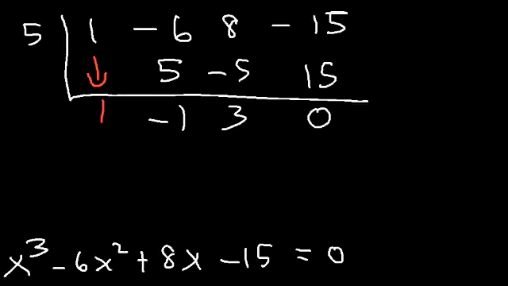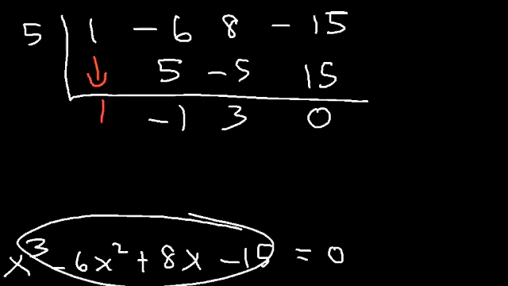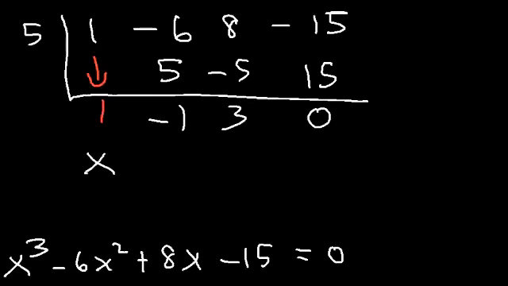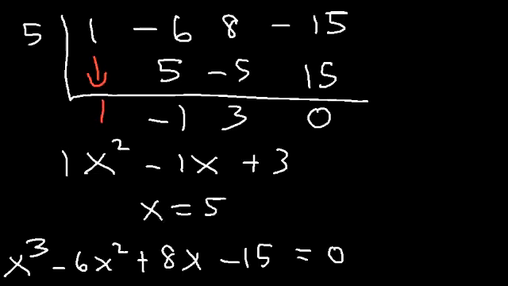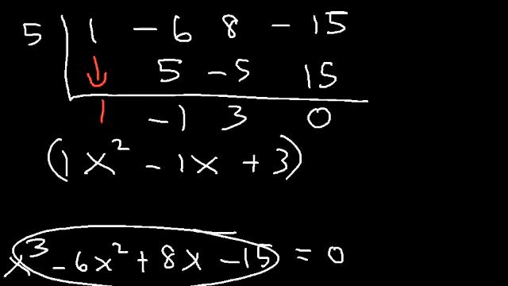If you have a graphing calculator, what you can do is type this in your graphing calculator and find the x-intercepts. You can quickly identify the 5 that way. So this is going to be 1x squared minus 1x plus 3, which this quadratic expression is not factorable. So we can only use the solution x equals 5. So this expression here is equal to this quadratic expression times x minus 5, just in case you're wondering. But the answer is x is equal to 5.